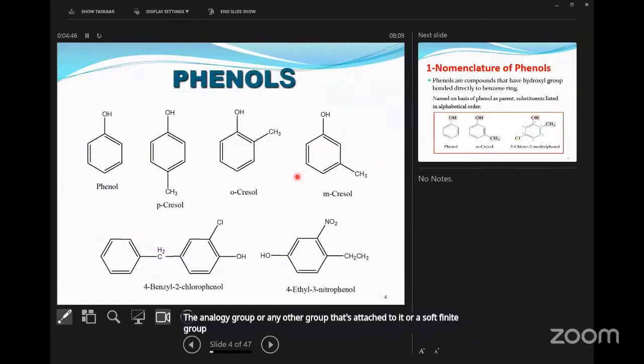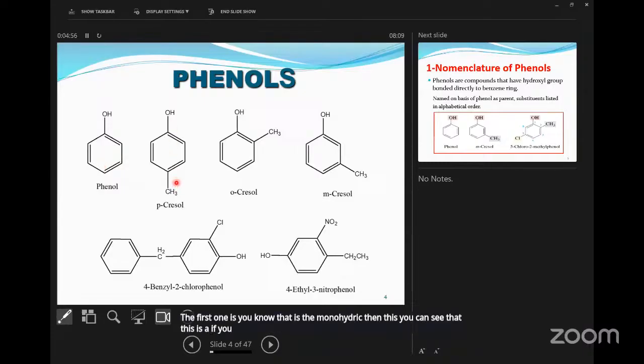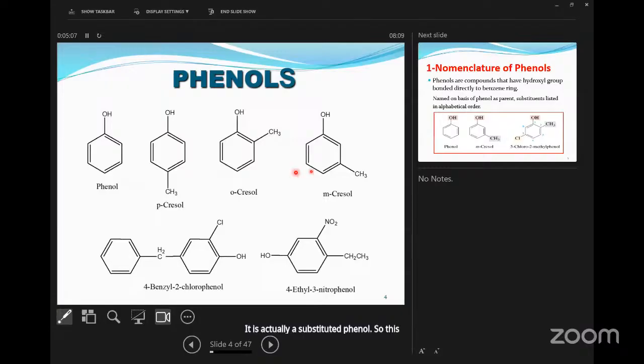So these are examples of phenols that we have. The first one is phenol, that is the monohydric. Then this, you can see, is a phenol carrying another substituent. So the second one is p-cresol. P stands for para-cresol. It is actually a substituted phenol. So the cresol can come in three ways because we have the ortho, the meta, and the para positions.